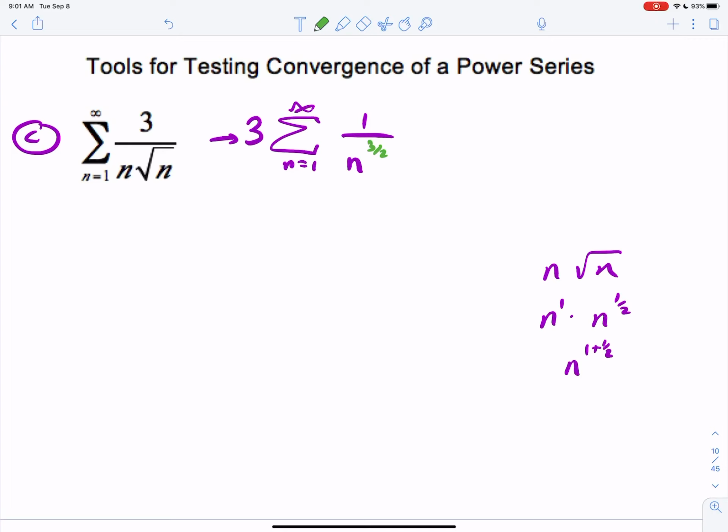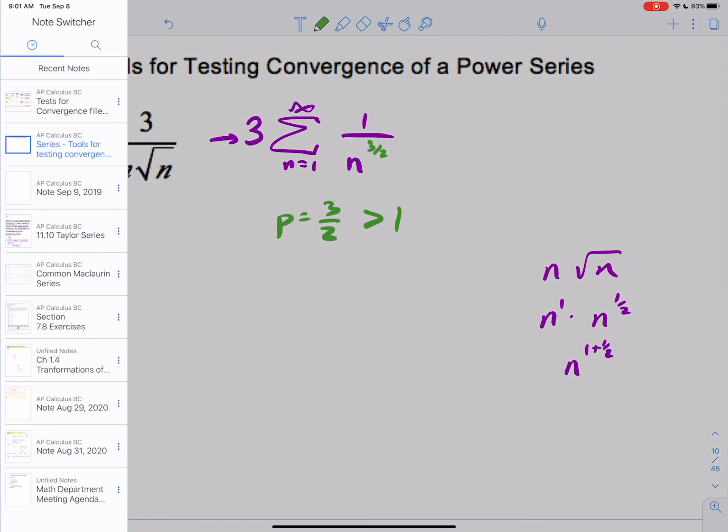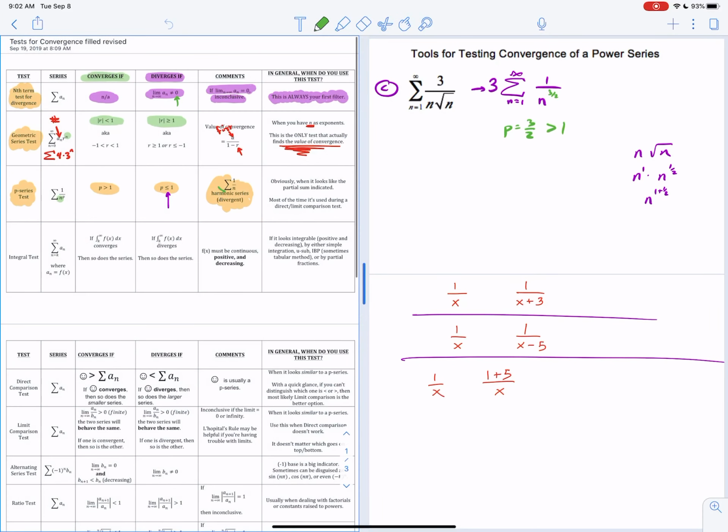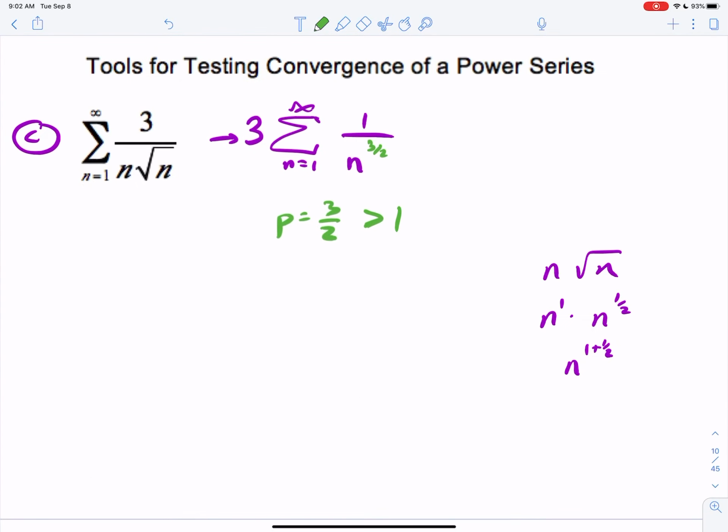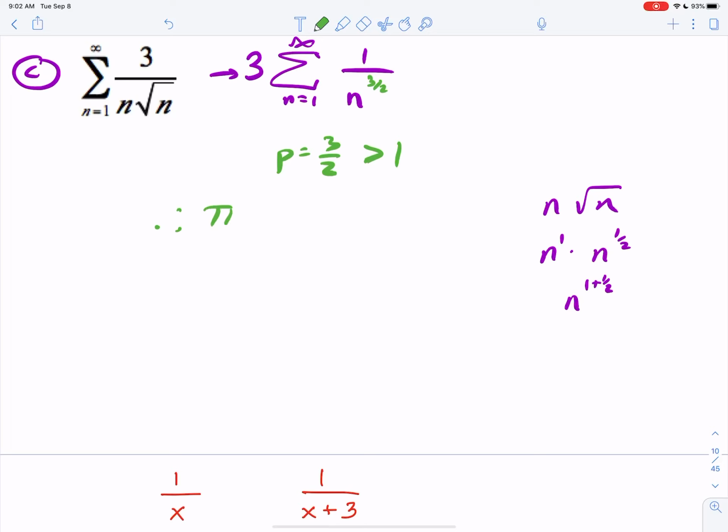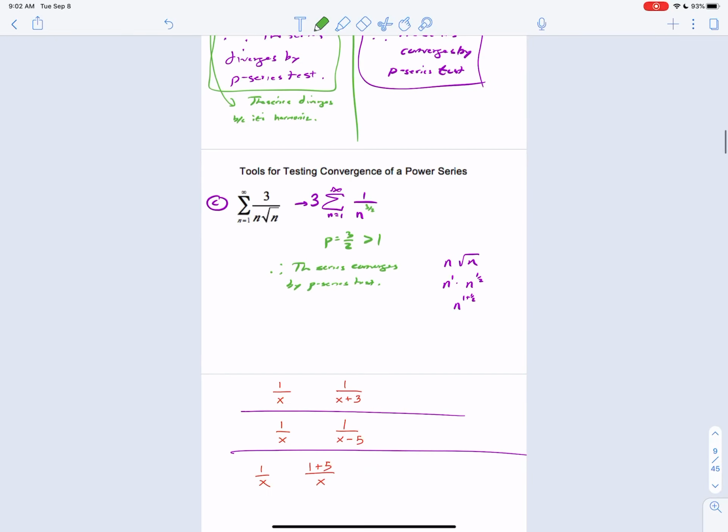Okay. So this is a perfect fit. We have 1 over n to the something power. So we know that P equals 3 over 2, which is definitely larger than 1. Okay, think about what that means when it's larger than 1. Okay, when P is larger than 1, boom, right there. Okay, we know it's going to converge. Therefore, the series converges by P series test. And that's it. All right.